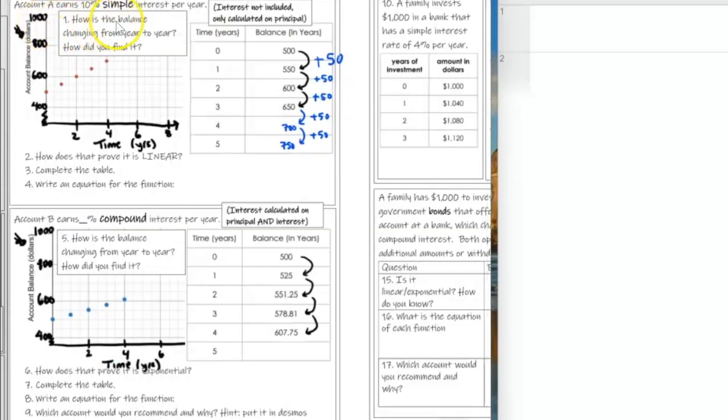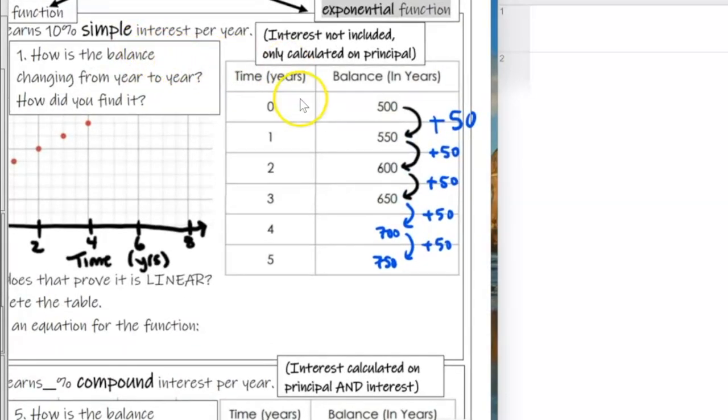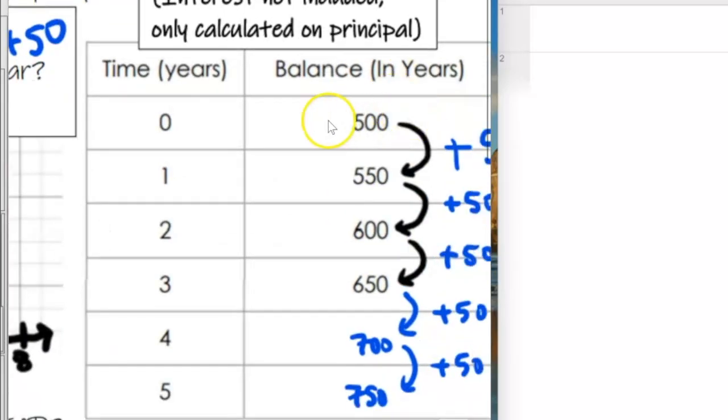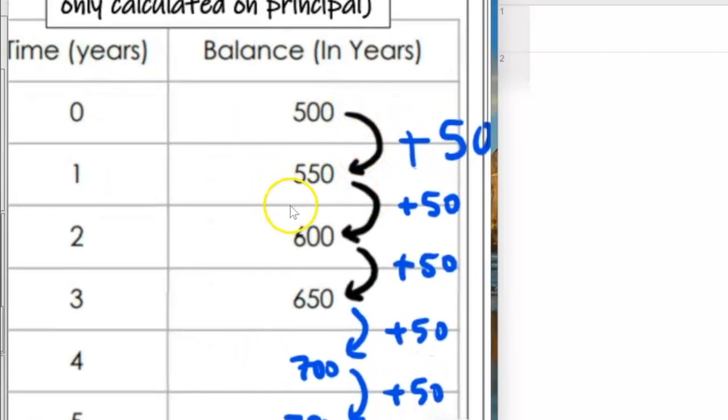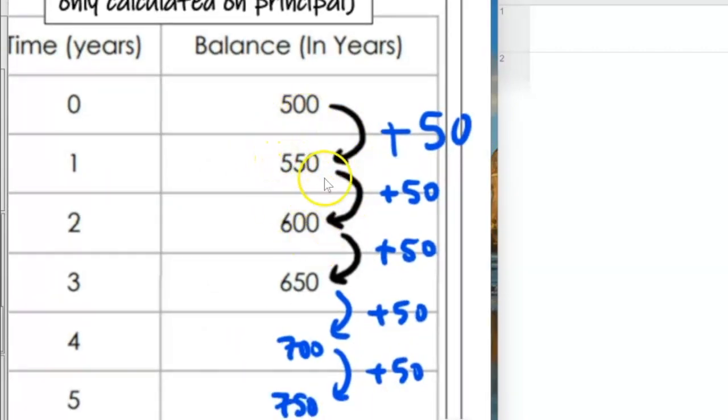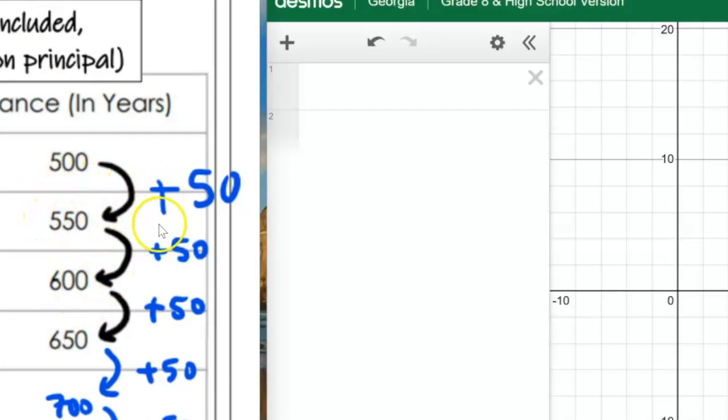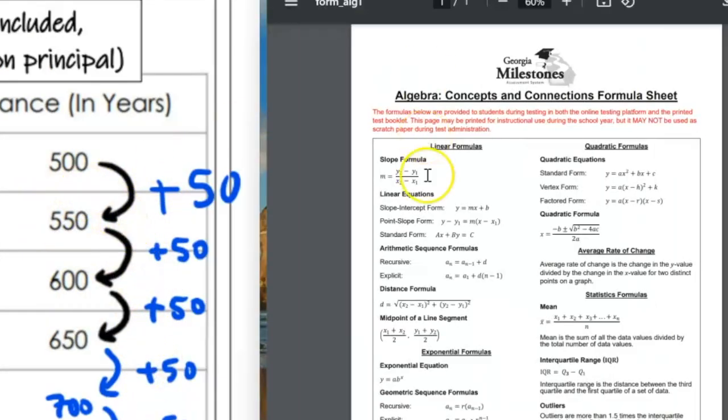How is the balance changing from year to year? It is changing by adding 50 every year. How do you find it? Okay, so intuitively, you could just look at this and see it. But sometimes the numbers are not that obvious. So I'm just going to make sure that you understand how to find it. Because this is a constant rate of change, what you do is, and again, I'm going to show you this in a formula real quick.